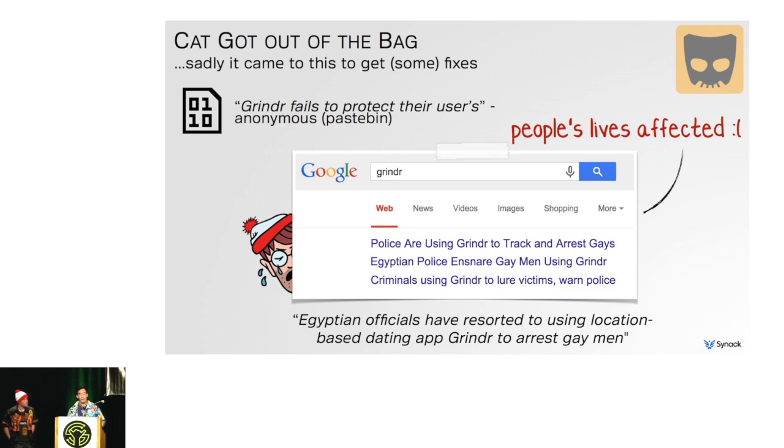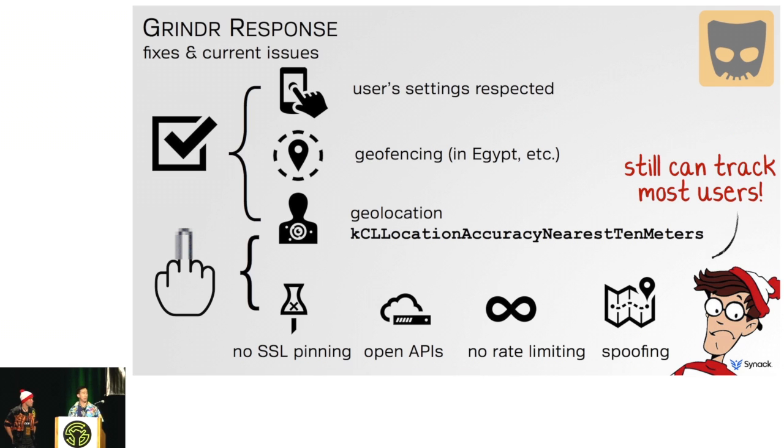So after all the bad news and social pressure, Grindr decided to try their hand at a fix. User settings for sharing location and data within the app are now respected. Geofencing has been implemented in Egypt and other countries where it's illegal to be gay to prevent location sharing from working. Authentication is now required, and they've set their GPS accuracy to the nearest 10 meters.